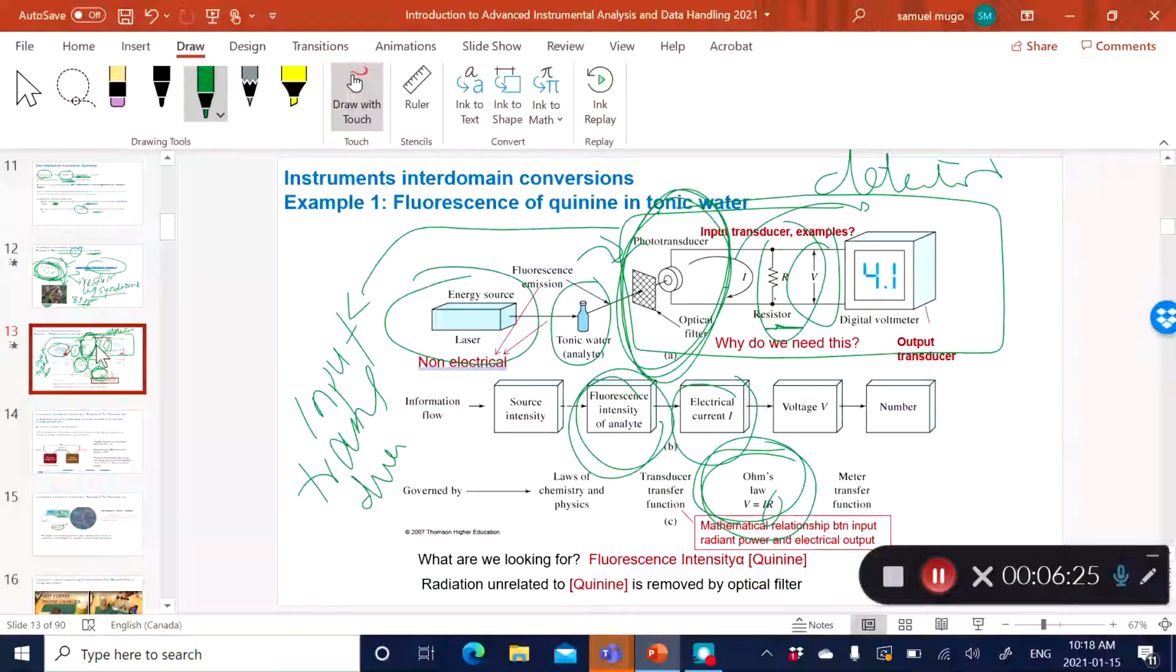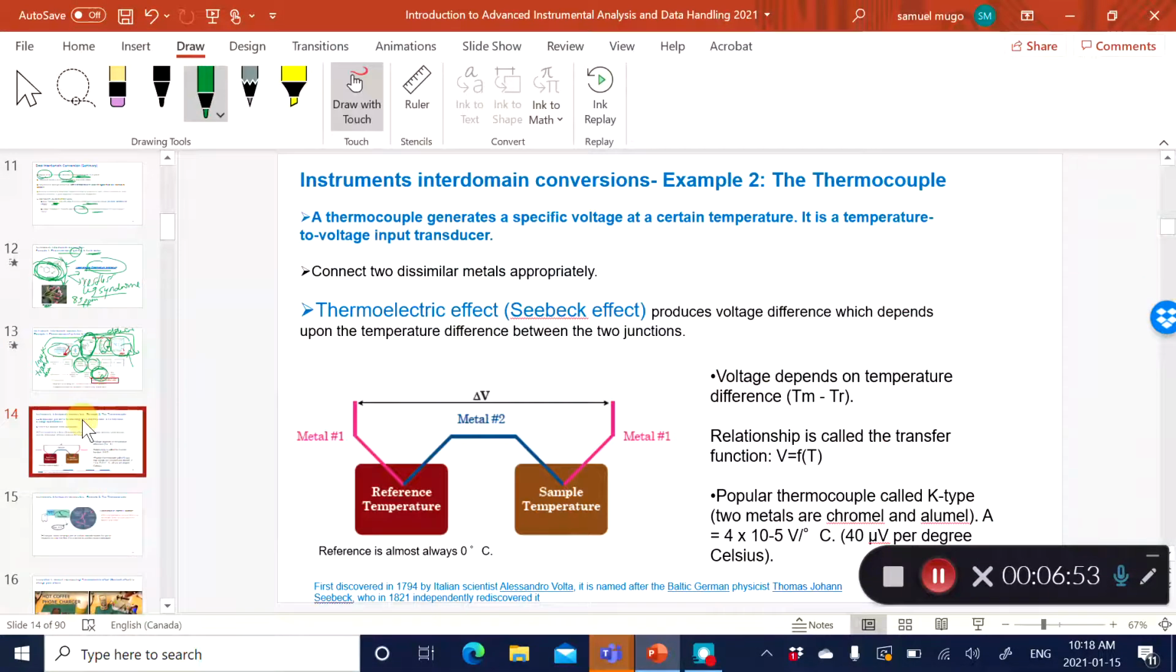It's a linear relationship. And then after that, you've got an output transducer that converts, in this case, an electrical domain voltage into a digit that an analyst can easily read. So I think you've seen the process for the input transducer and the output transducer in that case. Maybe another interesting example to consider for you to see these interdomain conversions within instruments is a thermocouple.